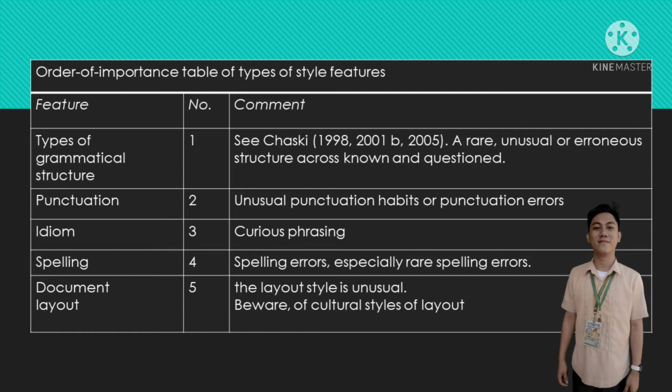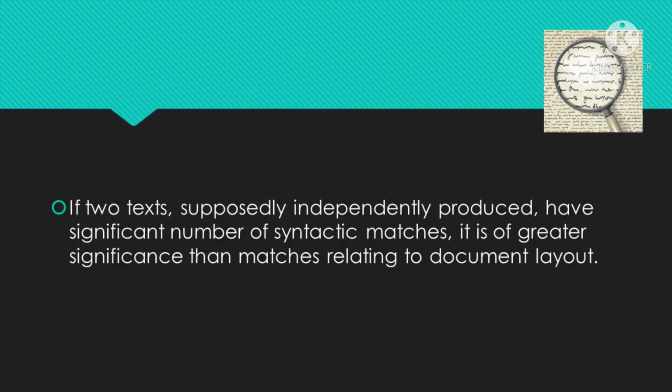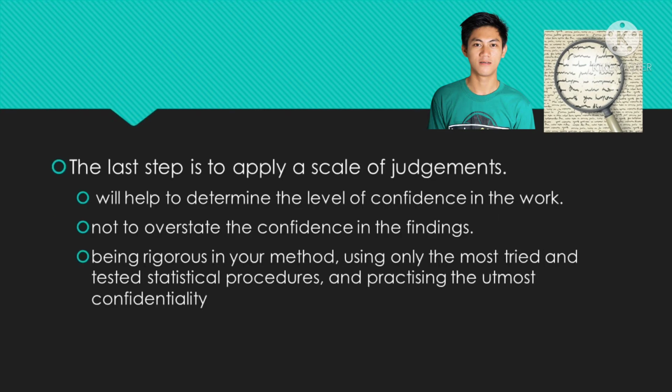The third one is the idiom. It depends on number and type of matches. The fourth is spelling, but one needs to research the degree of rarity. The last one is the document layout, but caution is required, for example, US versus UK versus European styles. If we find two texts supposedly independently produced with a significant number of syntactic matches, then this is likely to be of greater significance than matches relating to document layout.